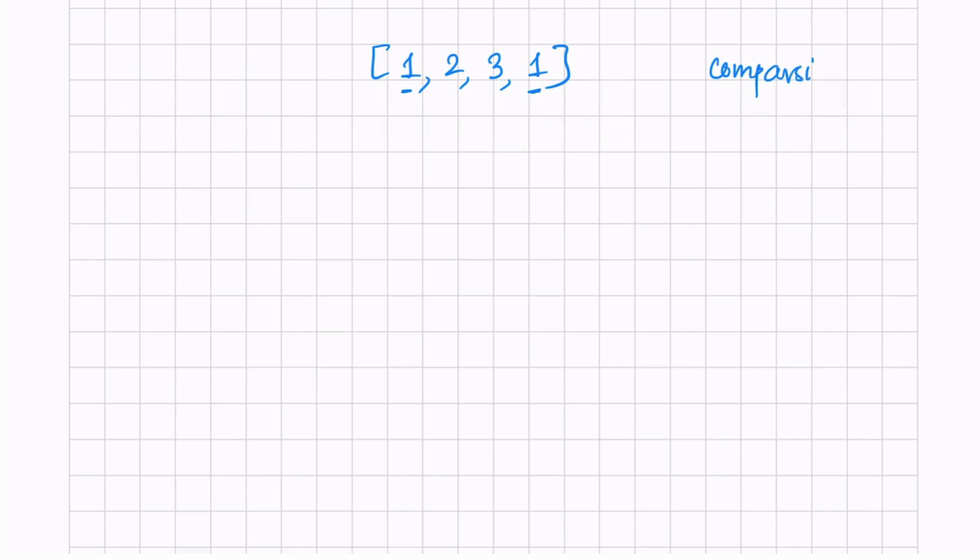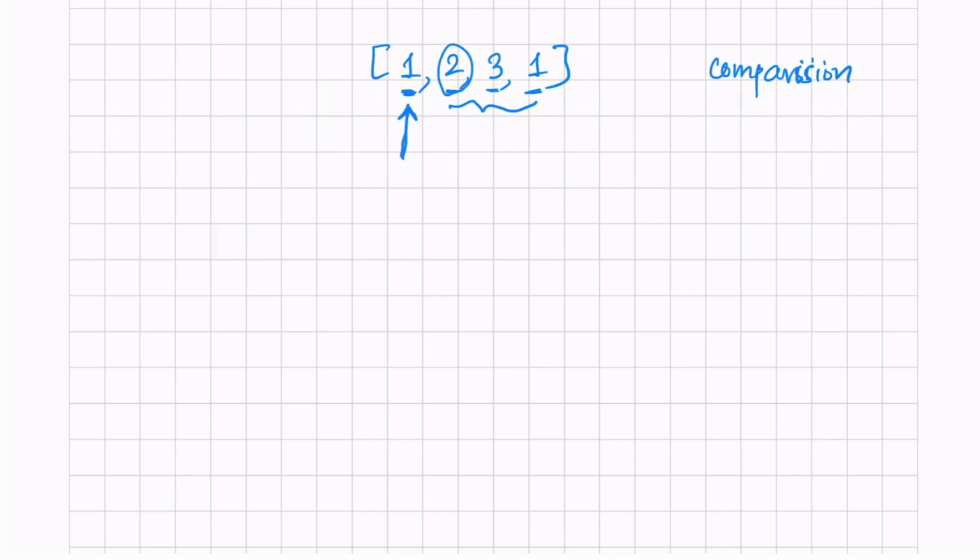You can compare elements to each other, right? That's the basic truth. You can compare one to all of these three elements, and if it's equal to another number, that means you found a duplicate. So in this case, we start from this position, right?